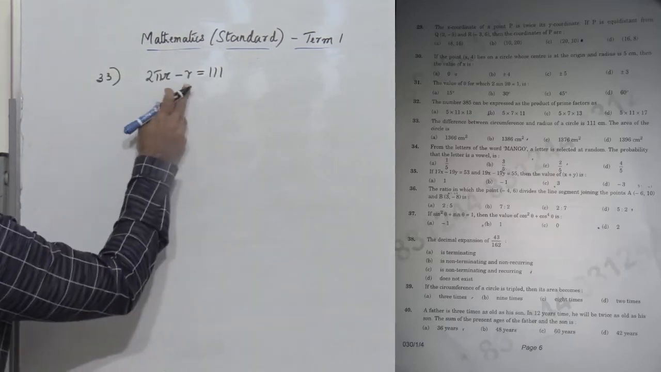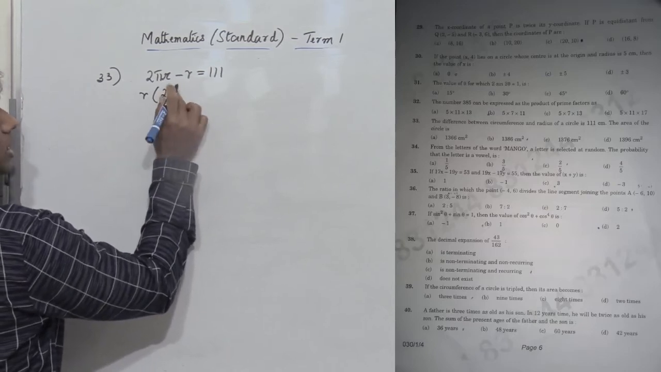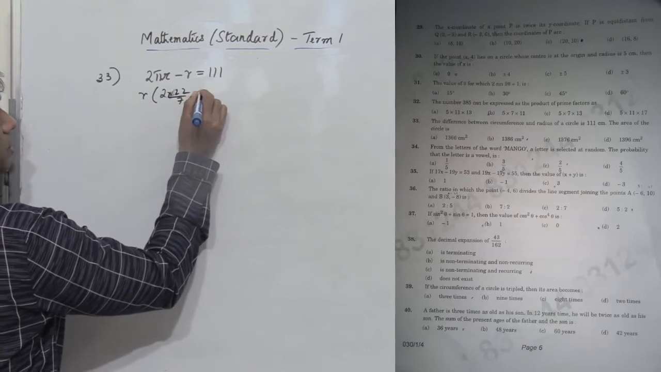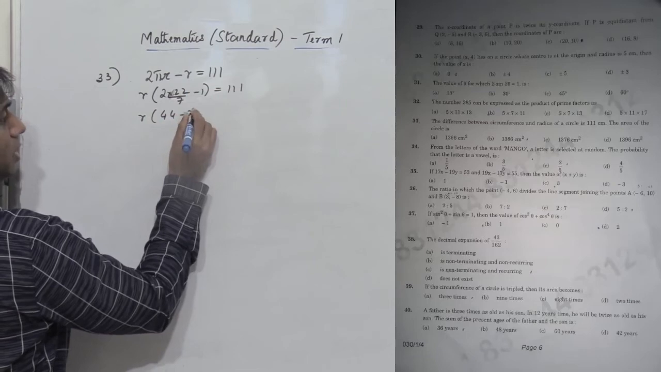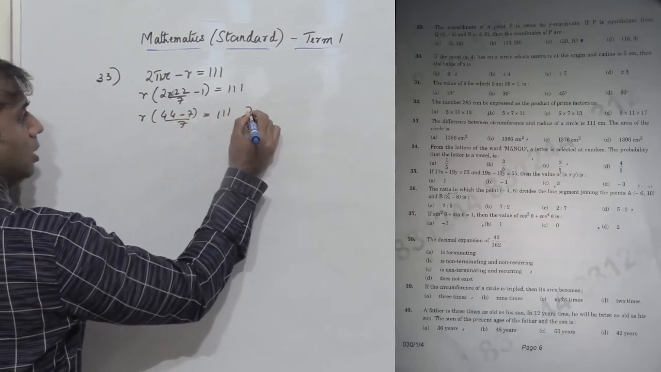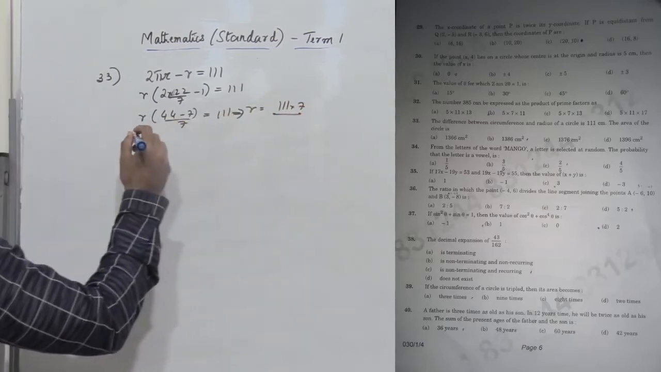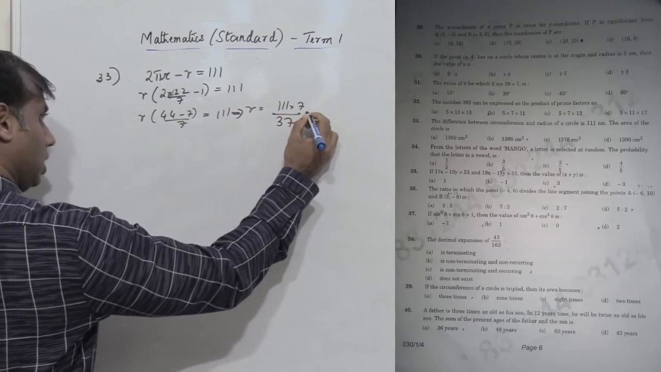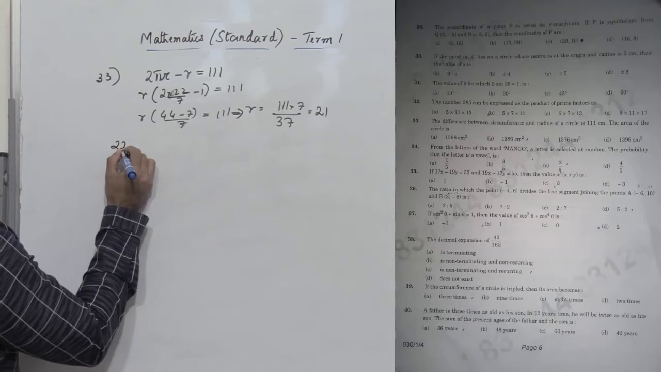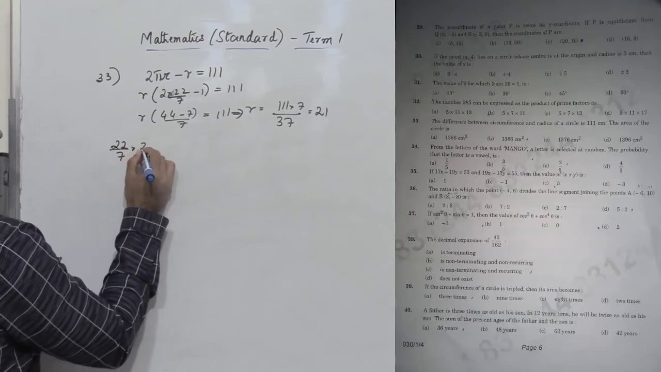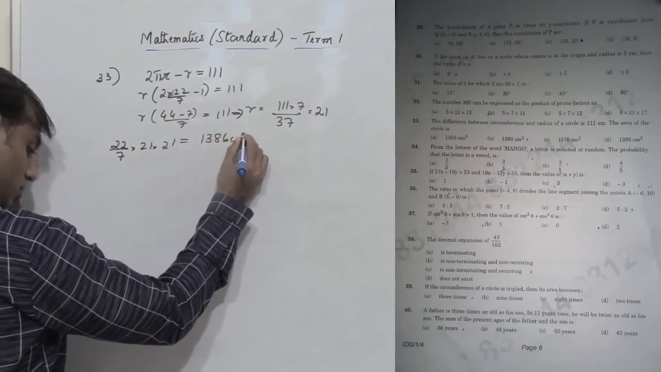The difference between the circumference 2 pi r and the radius of a circle is 111. Find the area. So now let me take r common. I get r into (2 into pi, which is 22 by 7, minus 1) equals 111. So r into (44 minus 7) by 7 equals 111. So what is r? R is 111 into 7 divided by 37, so the answer is 21. R is 21. So now I need to find the area. Pi r square, 22 by 7 into 21 into 21. So the answer is 1386 centimeters square, which is option B.